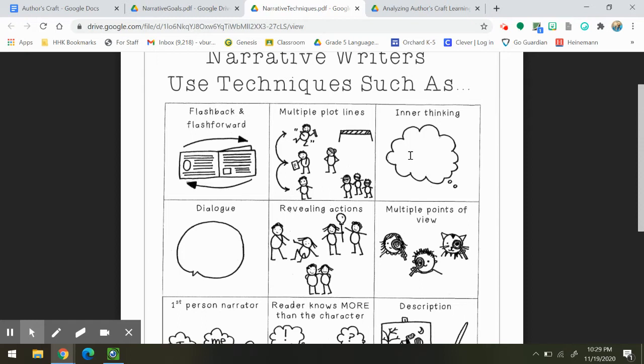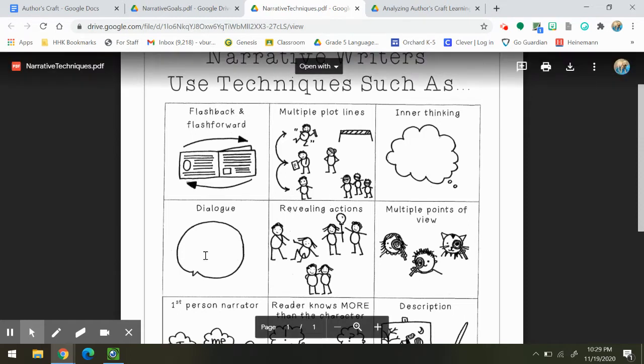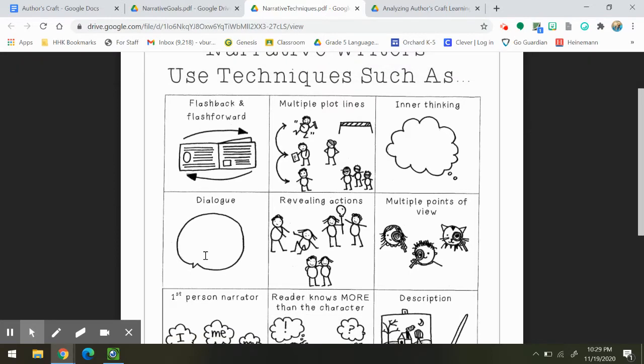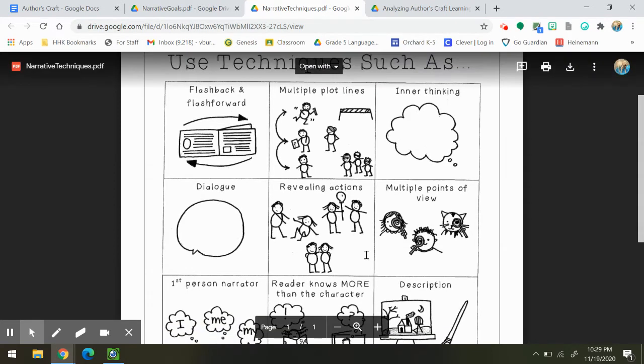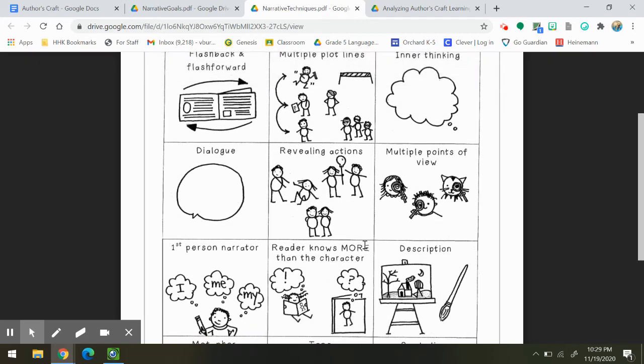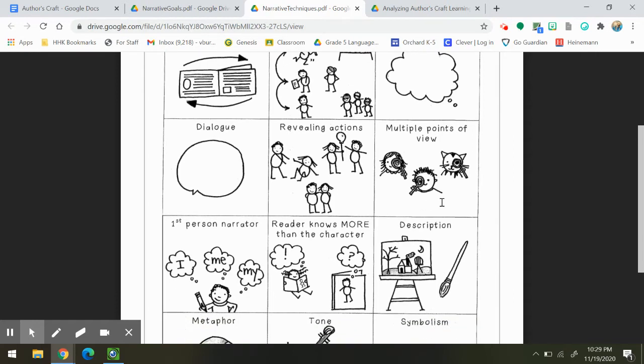They may use inner thinking to show you what a character is thinking, and other times they may write with dialogue to show you what they're saying to each other. Sometimes they use revealing actions, right? That show, not tell language that shows us what's going on in the story. Sometimes they might show different points of view, multiple points of view, like in a book like Wonder.